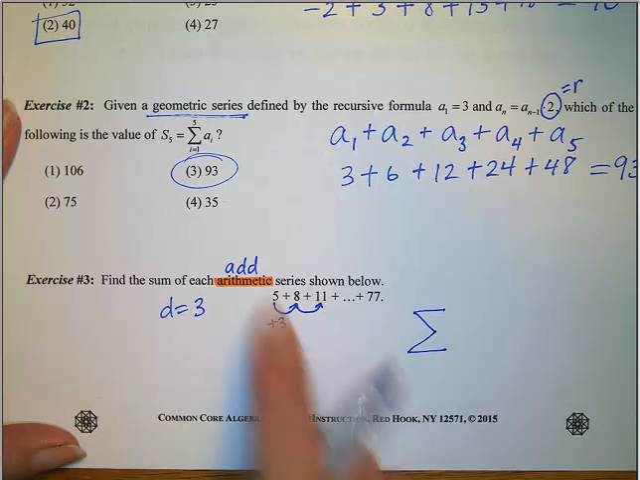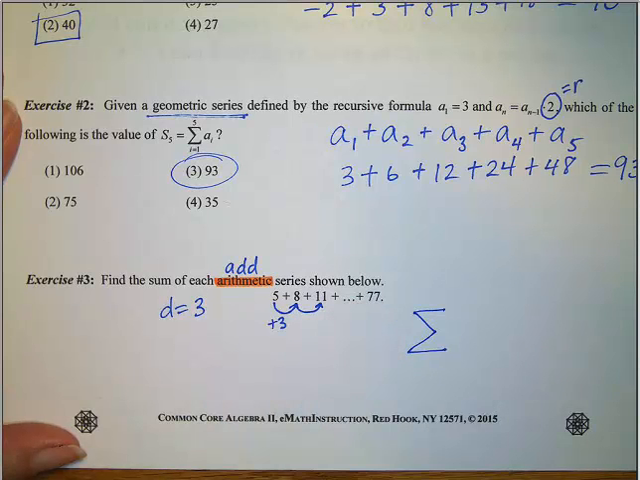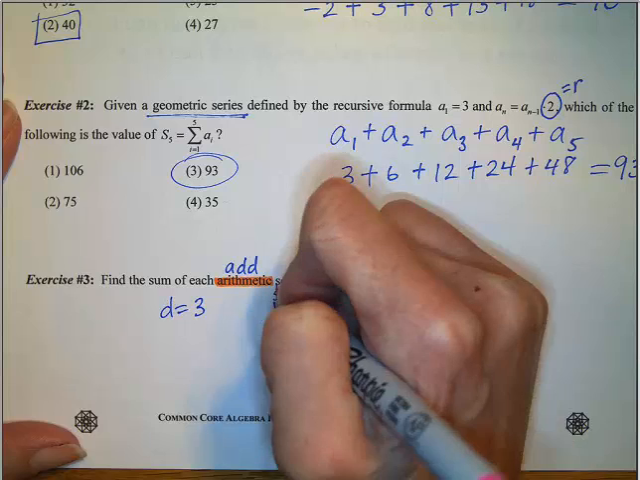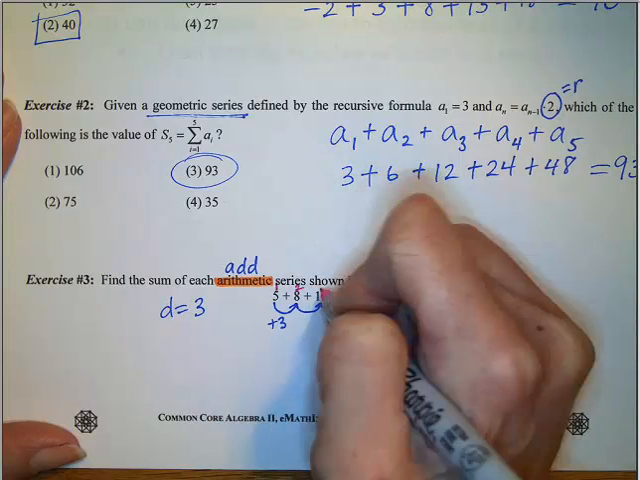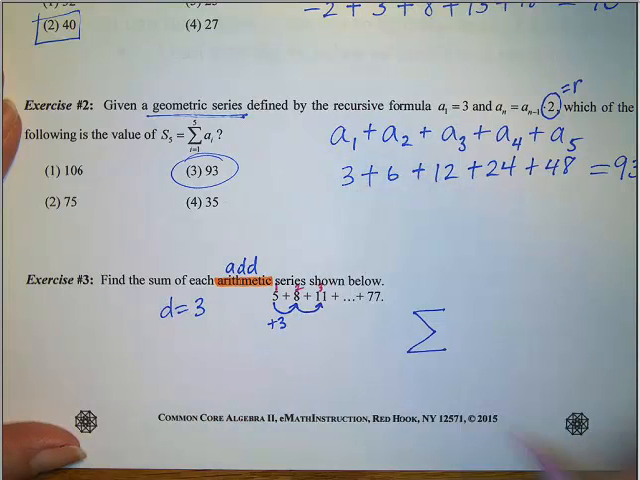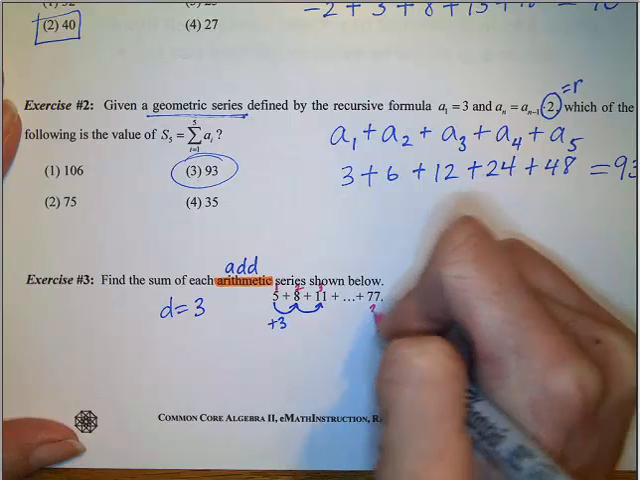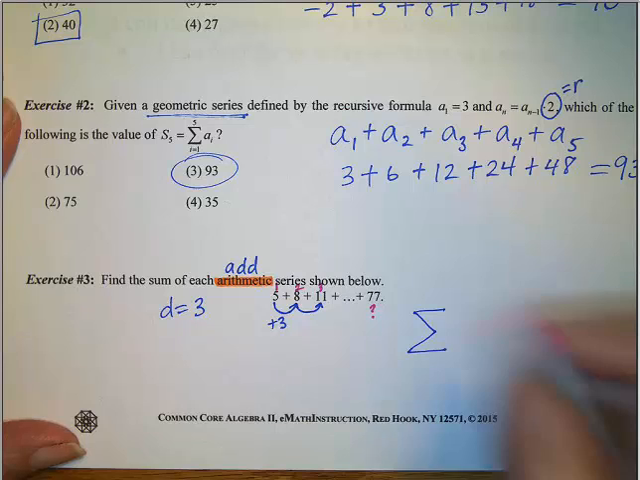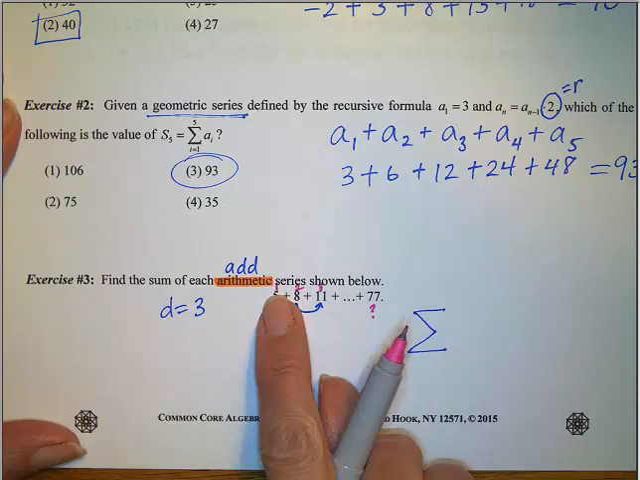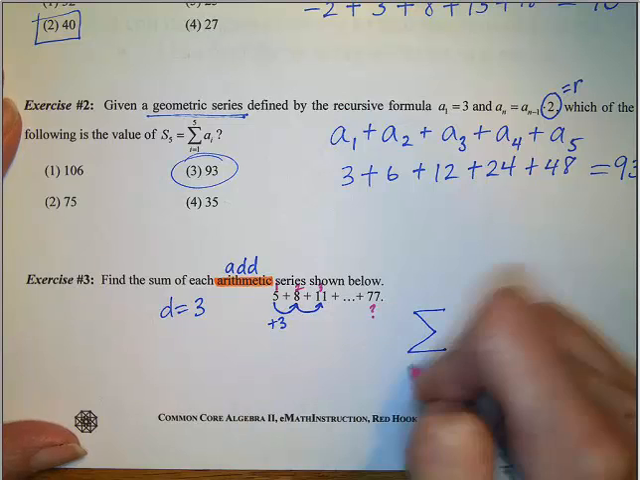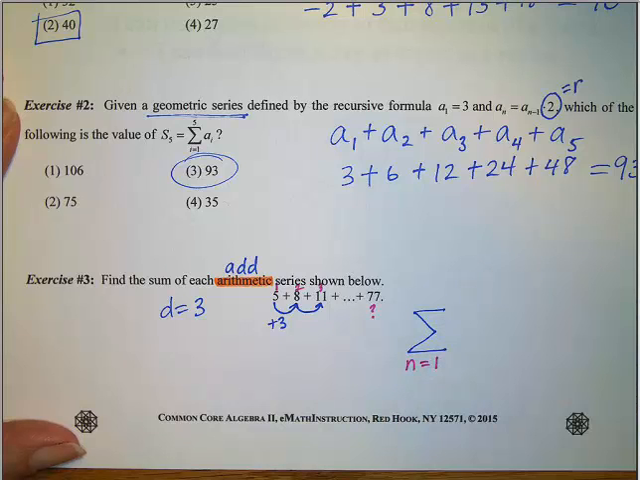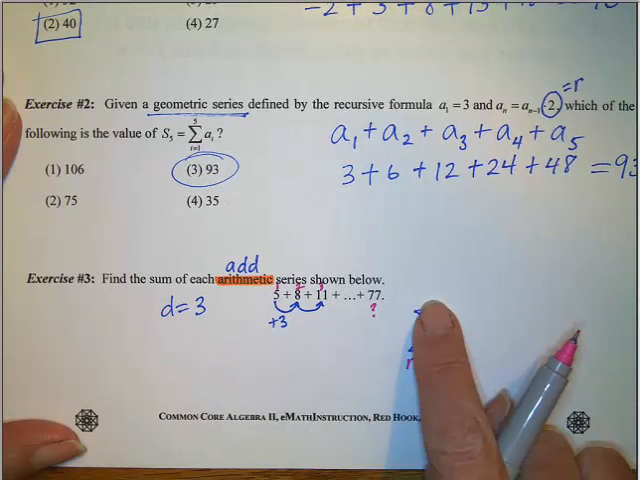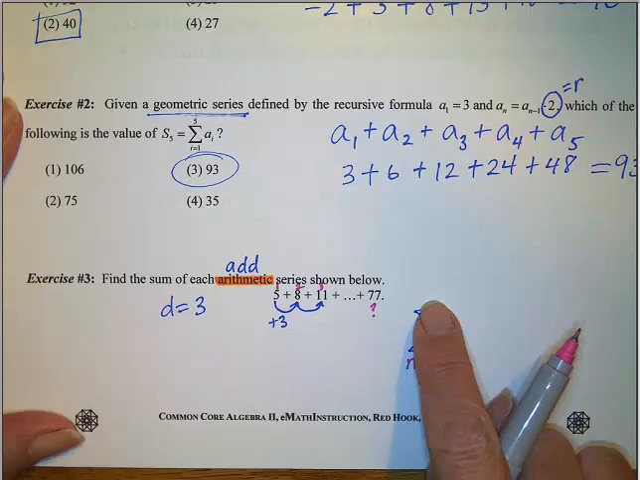We want these terms. Well, which term is 5? It's the first one. What term is 8? The second. What term is 11? The third. What term is 77? I don't know yet. So what I do know is I want from the first term to the I don't know term. So I know that this is the first term. I don't know what number yet goes up here. I got to figure that out in a minute.